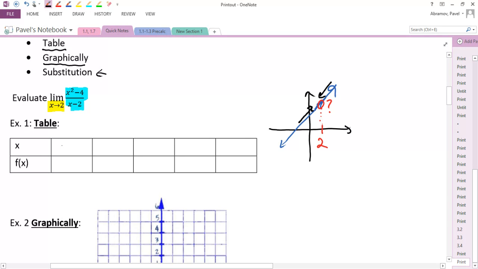So by using the table, the way we can do it is by just plugging in numbers for x that are close to 2. And notice that we have to do it from the left side and from the right side, so we have the arrow here.